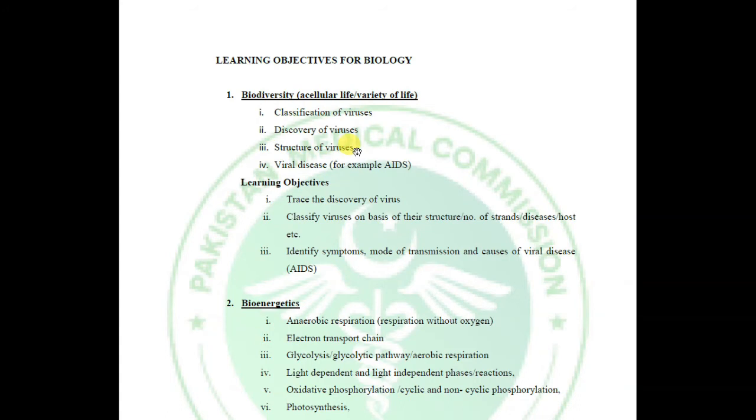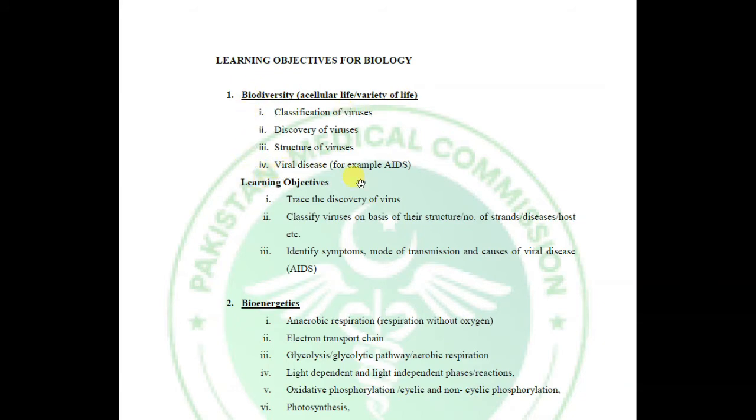Now, which topics should you cover? These are written here. There are only 4 topics you should cover from the biodiversity chapter. What most of the students do is open the chapter of biodiversity and read the whole chapter, whether the topic is present in the syllabus or not. They are studying each and everything from biodiversity. You should not do this.